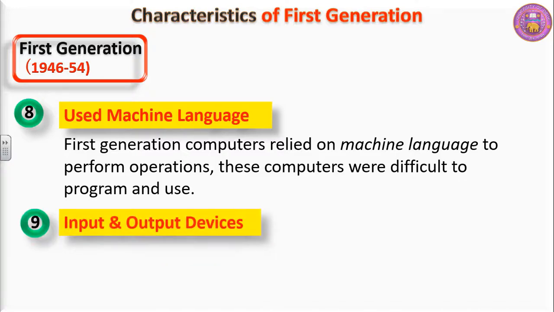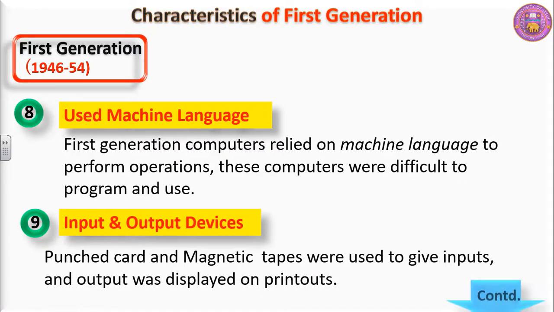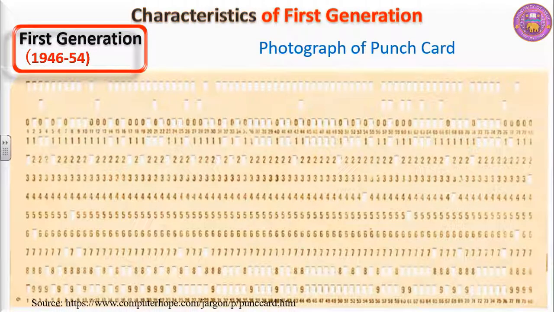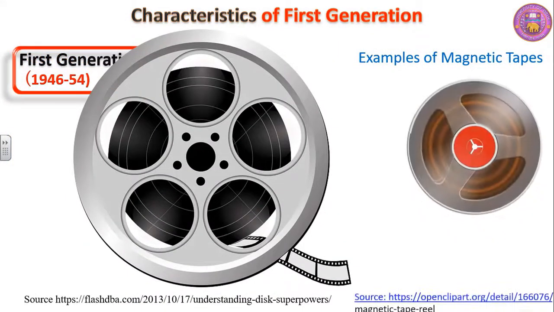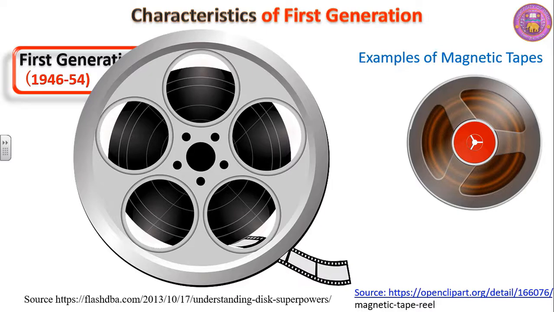Input and output devices. Punched card and magnetic tapes were used to give inputs and output was displayed on printouts. This is the photograph of punch card. This is the picture of magnetic tapes.